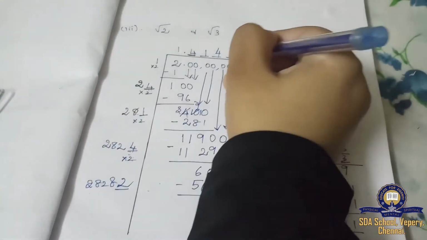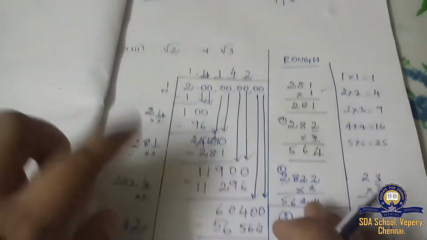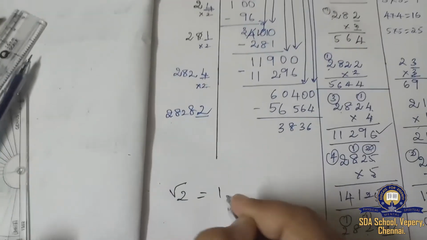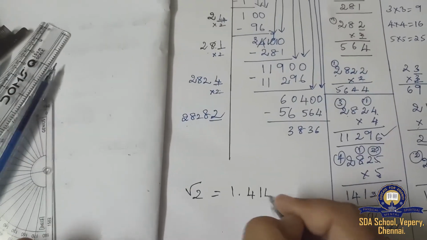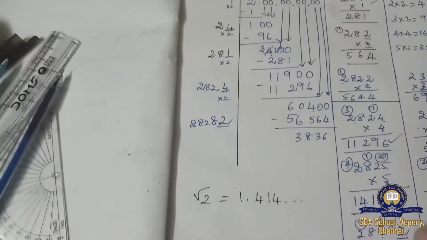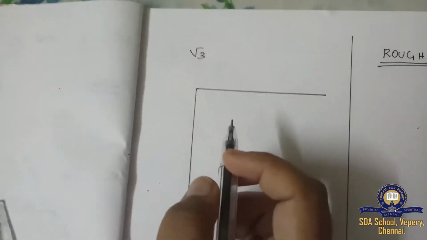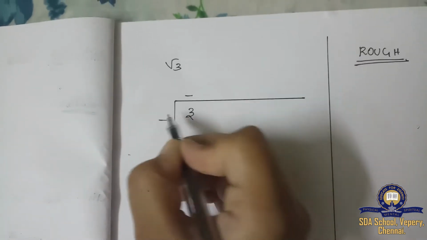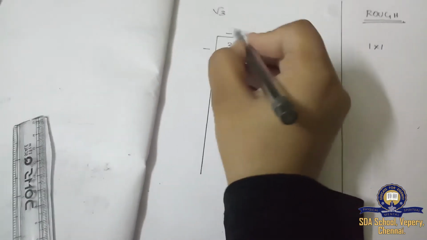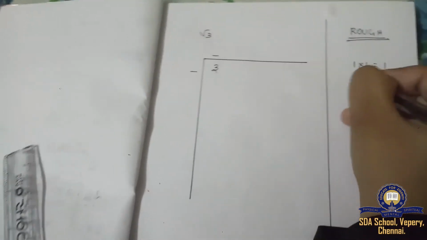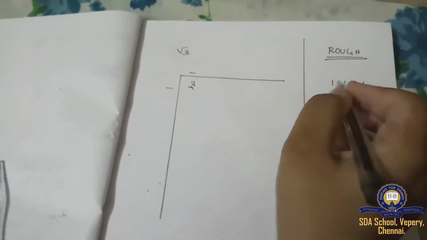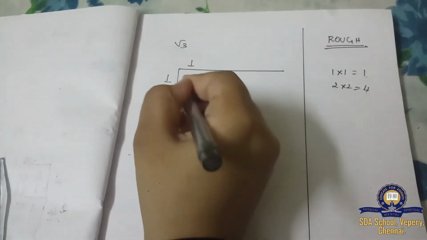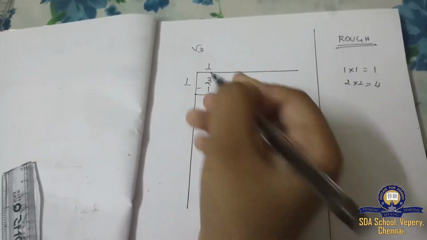So let's stop till here. Therefore, the value of root 2 will be 1.414, etc. It goes on and on. Now let us find root 3 in the similar manner. Okay, 3. Now whatsoever number comes over here, 1 ones are 1, 2 twos are 4. Now tell me what can I put over here? 1 ones is 1. I have to subtract. I'll get 2.